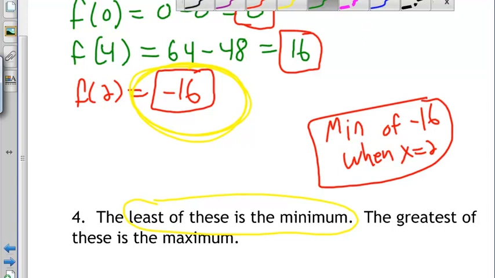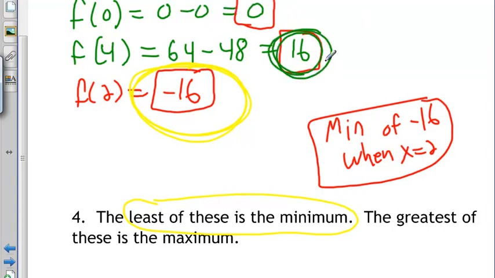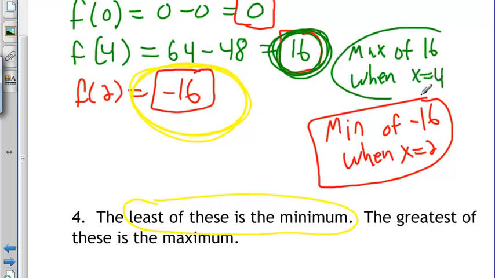Now we'll use green for our maximum. Well, this is our highest y value. So I'm going to say I have a max of 16 when x is equal to 4. And there's our minimum, and there's our maximum, and we've done it. We found the minimum and the maximum on the interval.